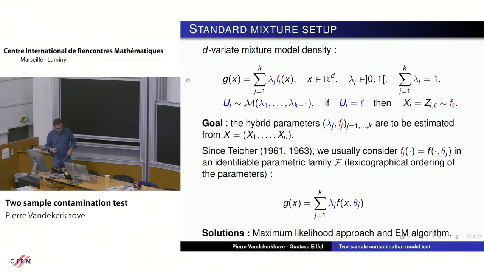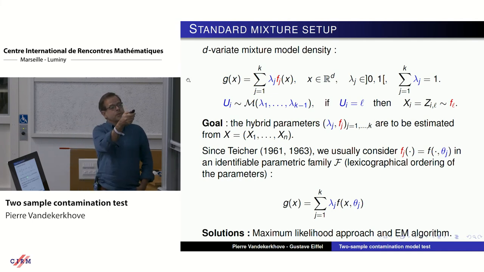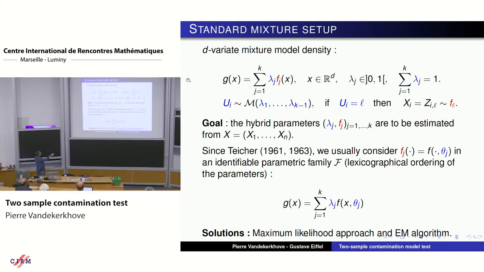Okay, so first of all, let's introduce mixture models. Mixture models are basically introduced to model heterogeneous sources of randomness. If you want to go to a general framework, we can consider densities g of x, which are a convex combination of densities f_j, and the weights of the combination are in [0, 1], and their sum is equal to 1.